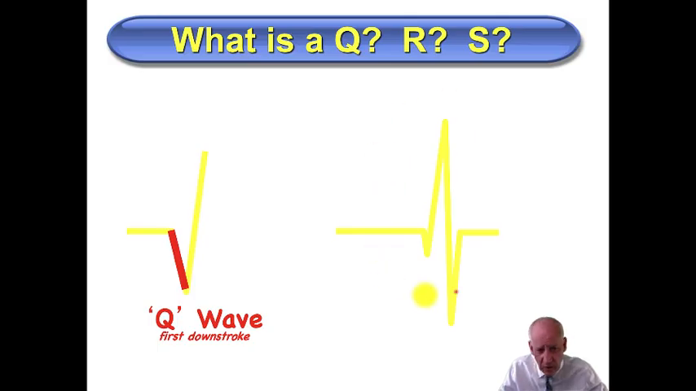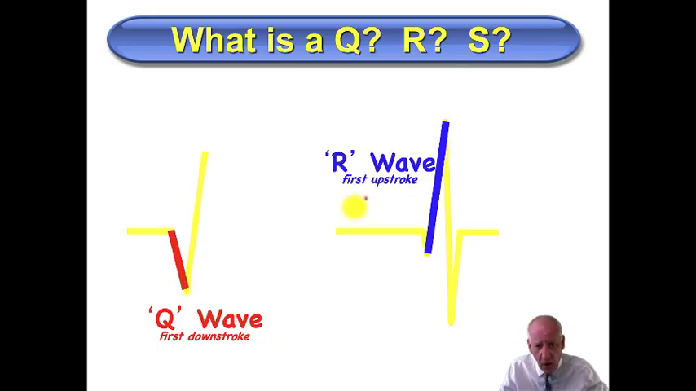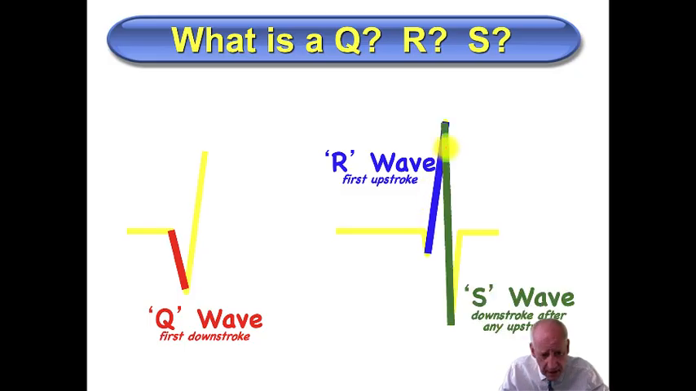Although we call this a QRS complex, a Q wave, an R wave, and an S wave may not always be present in the same complex. A Q wave always refers to the first downward deflection, if there is one. An R wave always refers to the first upward deflection. And an S wave always refers to the downstroke that follows any upstroke.